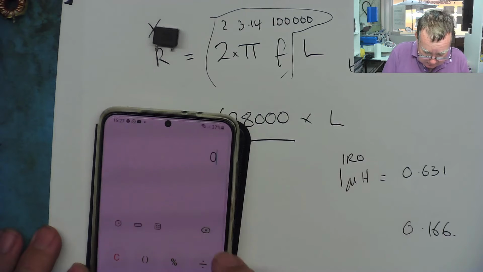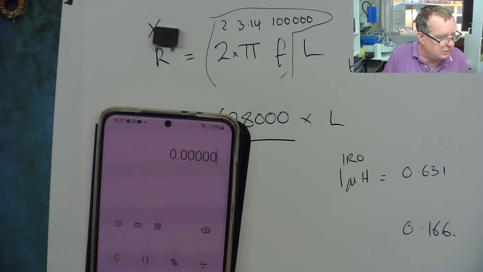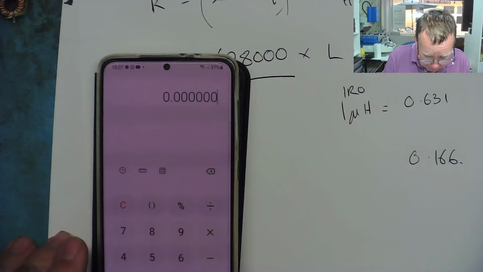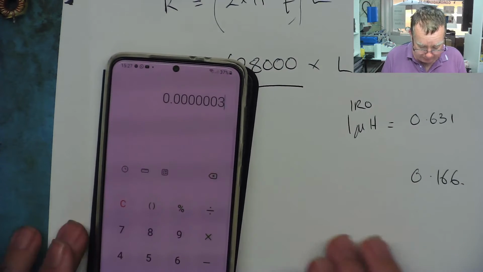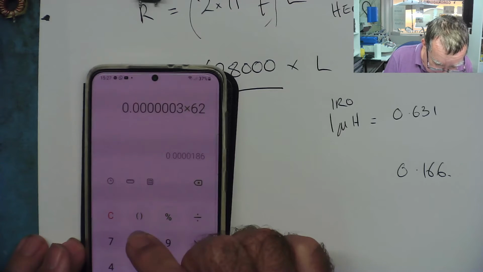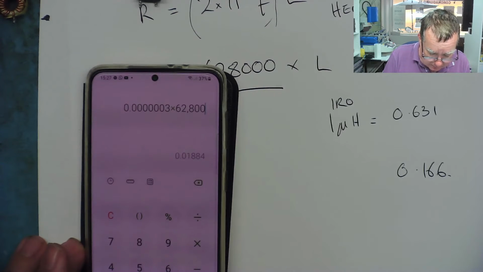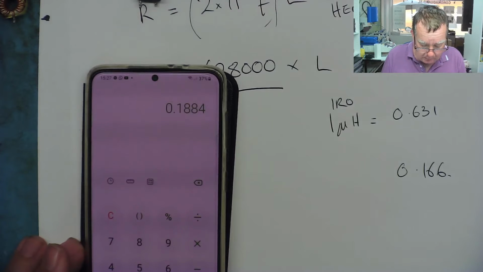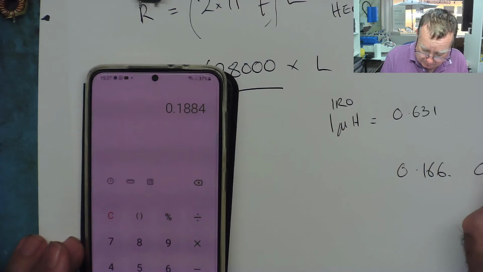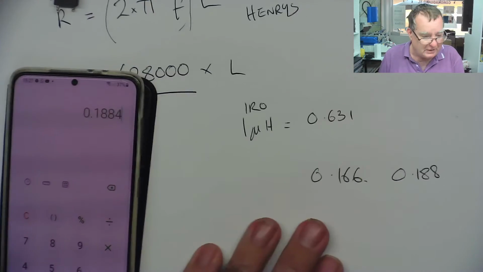So we want 0.00000... If it was 1, that would be 1 microhenry, but it's a third, so 0.3. 0.3 of a microhenry times 628,000. Okay, 0.188. 0.188, okay, and we actually read 0.166, so we were close.